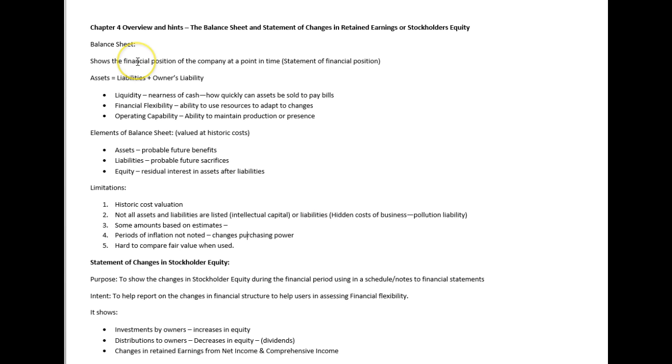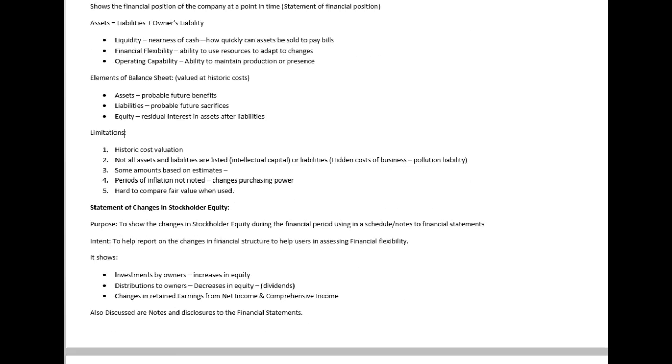So the balance sheet is a good overall reflection of the company. It does have limitations. Please remember that. There are also other statements and other disclosures that need to be put forth for your financial statements. One of them is a statement of changes in stockholders' equity, and its purpose is to show the changes in stockholder equity, and by that we mean capital stock, preferred stock, anything that's in that equity area.